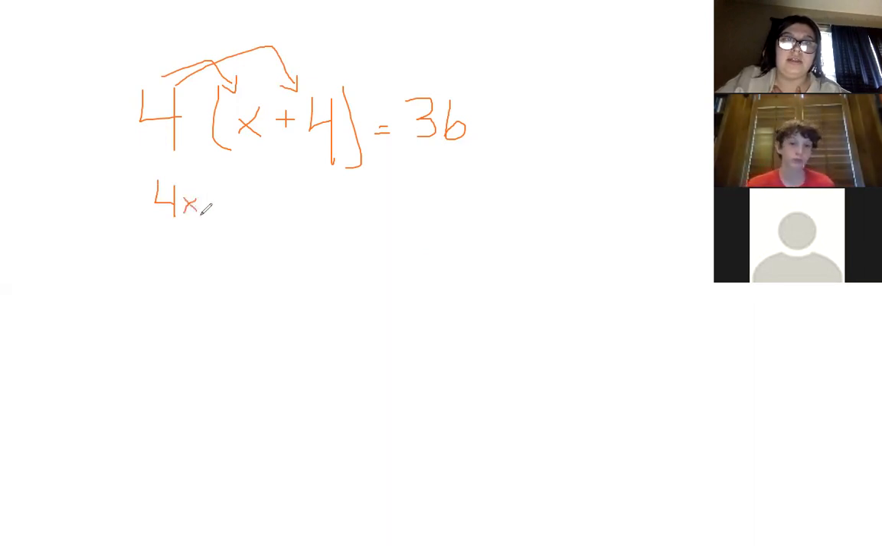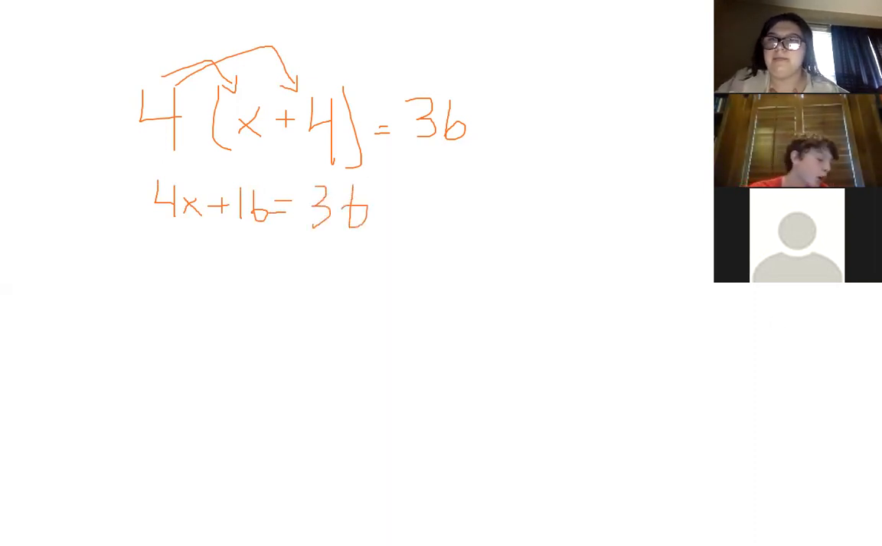Jack, do you agree with this step? Yes, good. All right, now Jack, go ahead and tell me what your second step was since Rosie answered the first step. Minus 16 on both sides. Minus 16 on both sides, good. So when I minus 16 on both sides, I do it right here. So positive 16 minus 16 gives us what? 0.